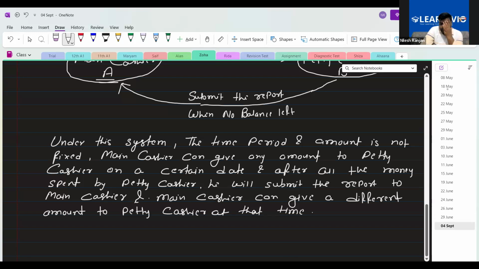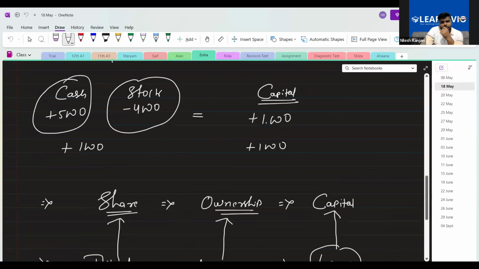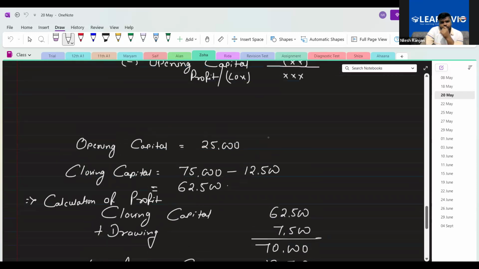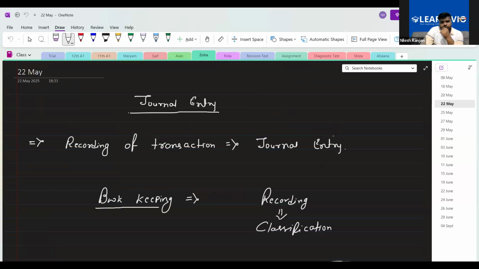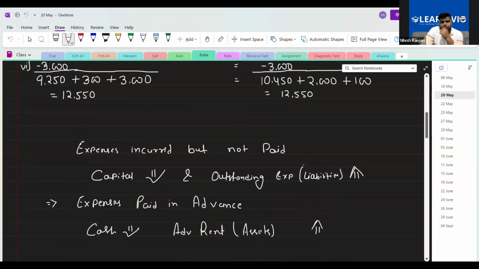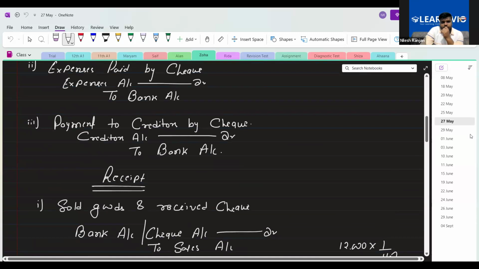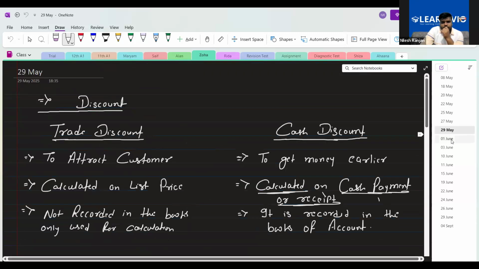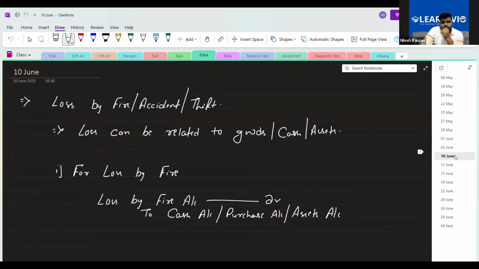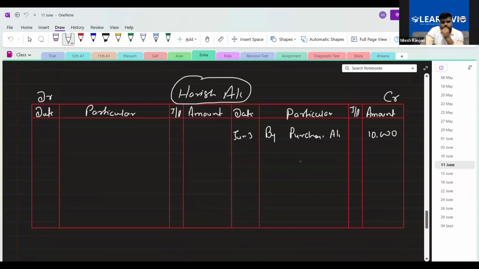Okay, actually, we also have to see how many topics we have covered already. Can you tell me, have we completed journal? Yeah, we have completed journal. Ledger? Yeah, I'm sure we completed that too. Accounting equation? Yeah, we completed that one. This is ledger, okay.